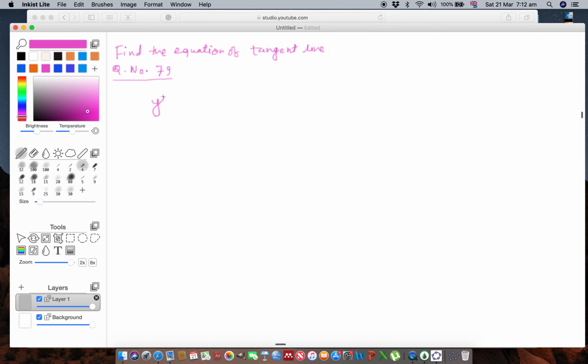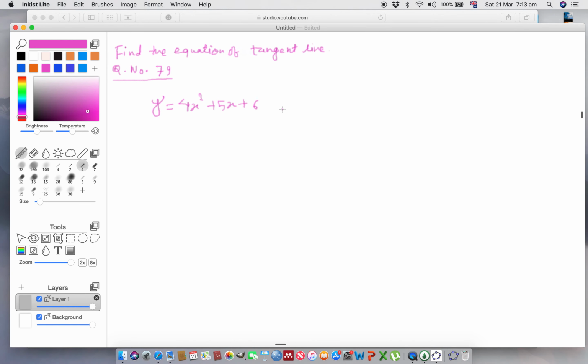We have y is equal to 4x square plus 5x plus 6. This is our equation. What we have to do is find an equation of the tangent line to the curve at the indicated point. The indicated point is given here, 1 comma 15, that is, the value of x is 1 and the value of y is 15.